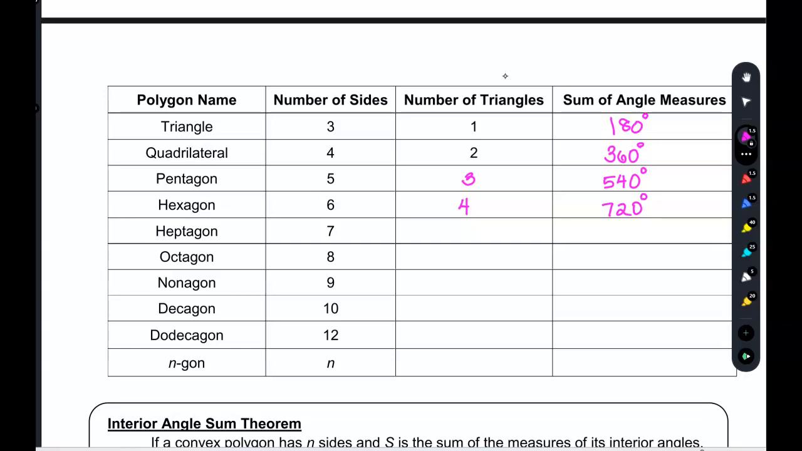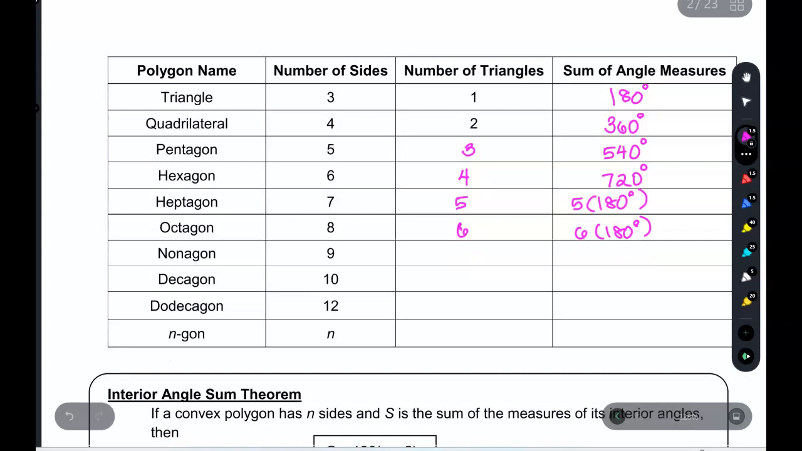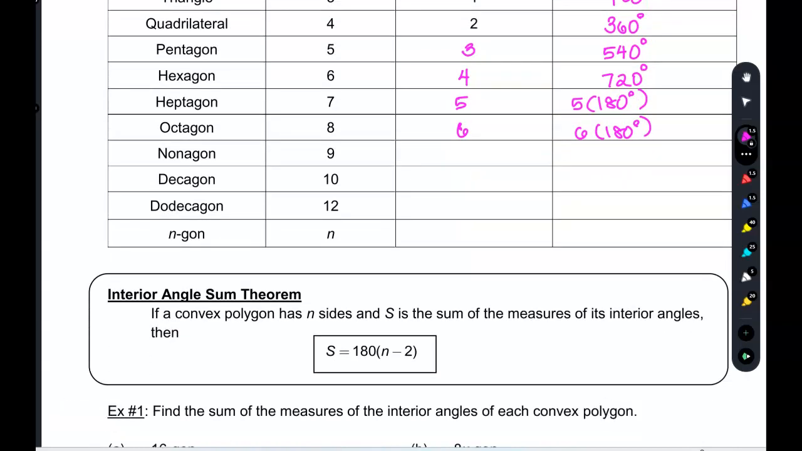So without looking at a heptagon, how many triangles would you have? 5. You would have 5. And then you would have 5 times 180. You can multiply it. All right. If you have an octagon, how many triangles would you have? 6. So it would be 6 times 180. If you had a nonagon, there would be 7. So 7 times 180. A decagon, you would have 8.